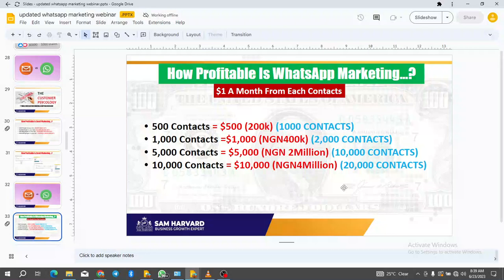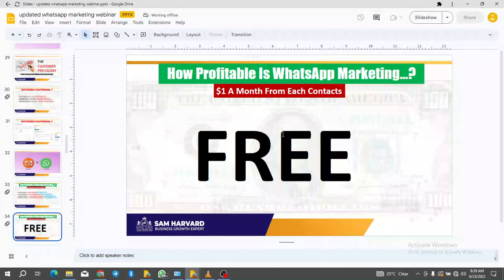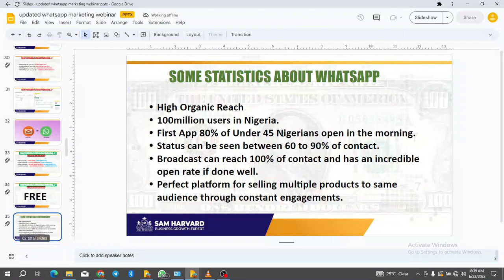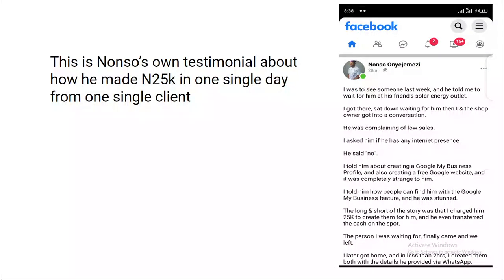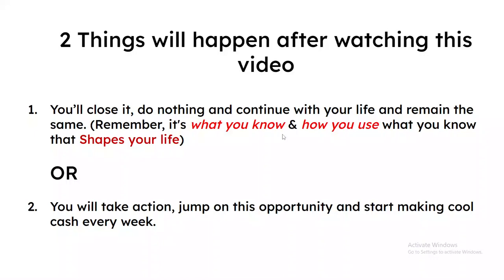How profitable is WhatsApp marketing? You can see this is the main topic of his class. This is the main thing he's teaching them. How profitable is WhatsApp marketing and all that? Are you paying for it and all that? So let's go back. Let me show you a previous webinar of my own, the meat of my course.